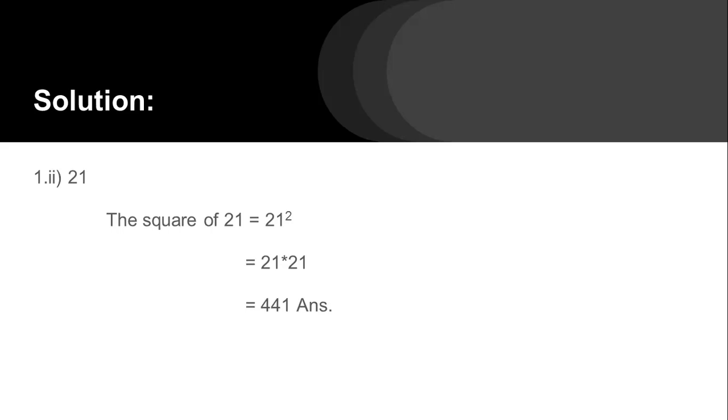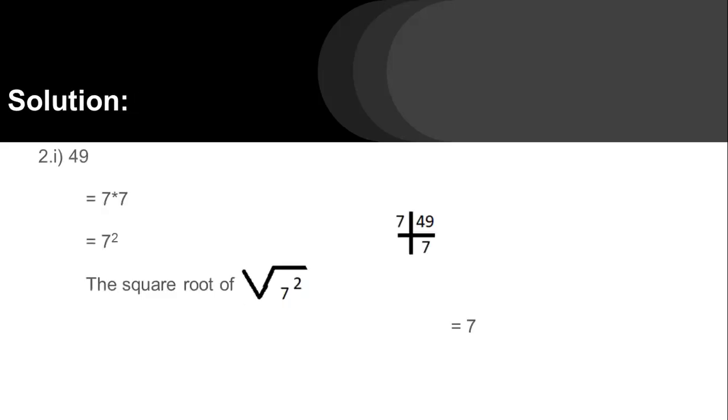Here, number 1 is 49. When you factorize this by prime number, 7 and 7, that is 7 into 7, that is 7 square. The square root of 7 square, its answer will be 7. The 7 comes outside, since the square and square root cancel together.